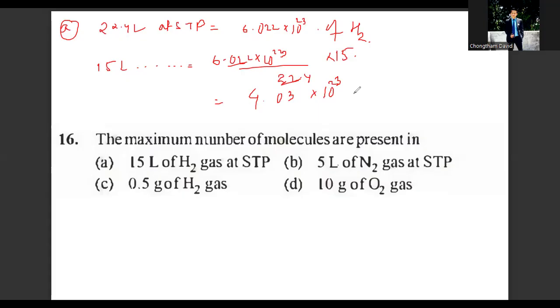Again, this 22.4 liter at STP contains Avogadro's number of nitrogen molecules. So 5 liters at STP contains 5 by 22.4 into Avogadro's number. After calculation, this value is approximately 1.344 into 10 to the power 23. And 2 gram of helium means 1 Avogadro's number. So after comparing, this 15 liter of hydrogen gas would present the maximum number of molecules.